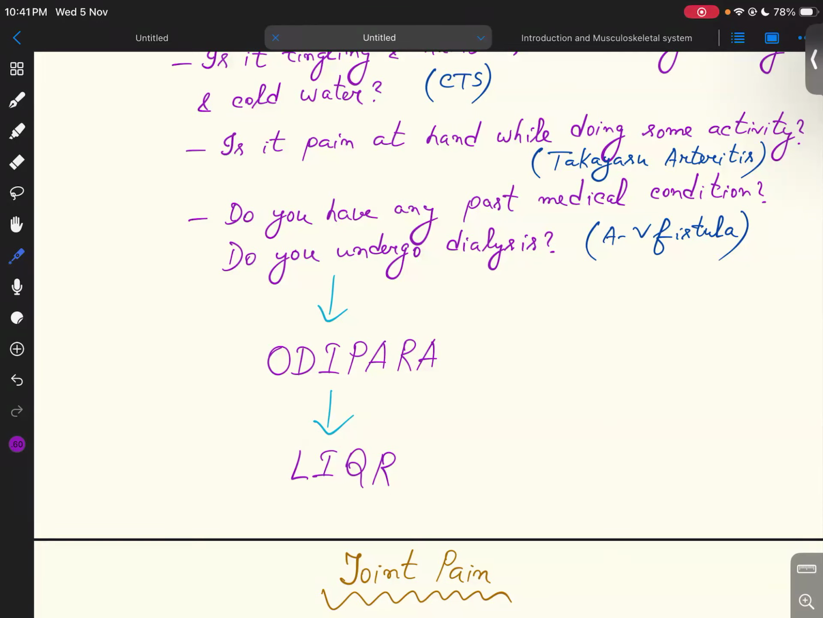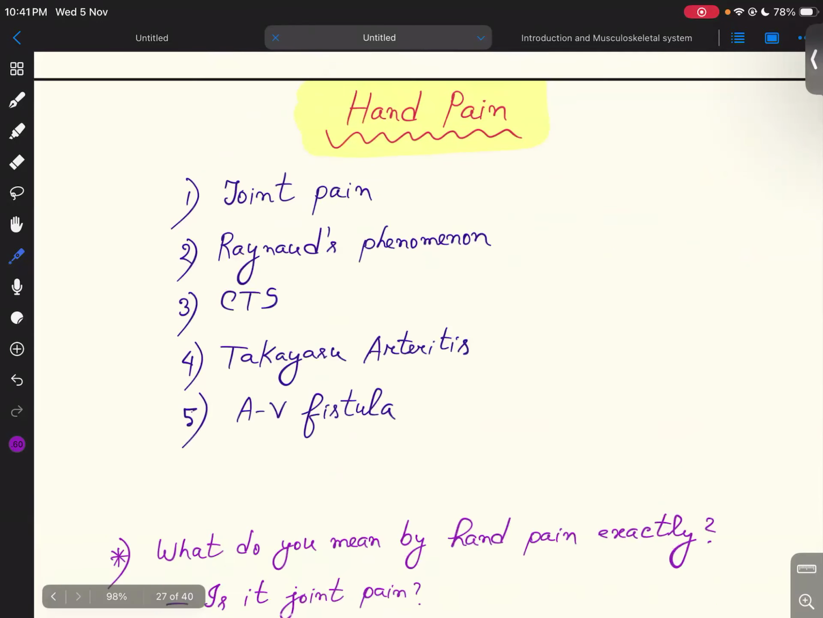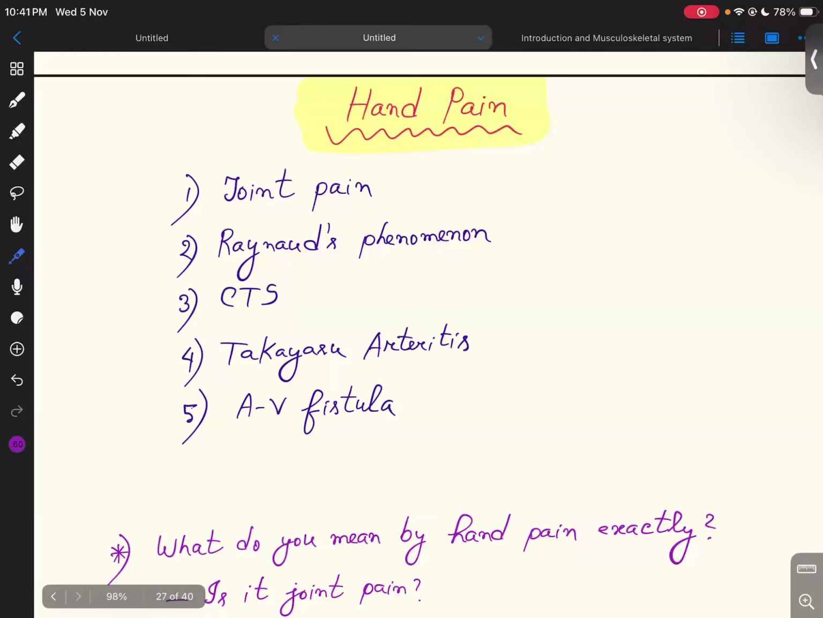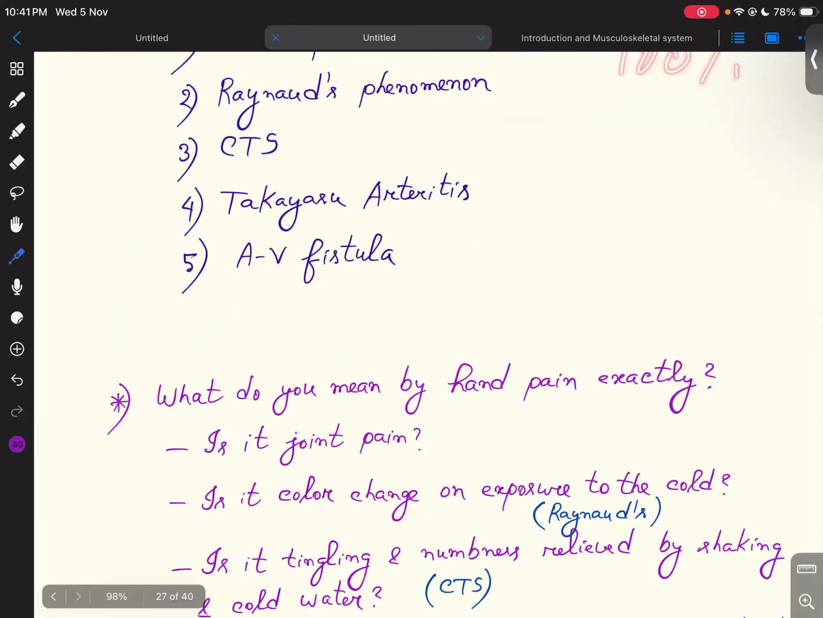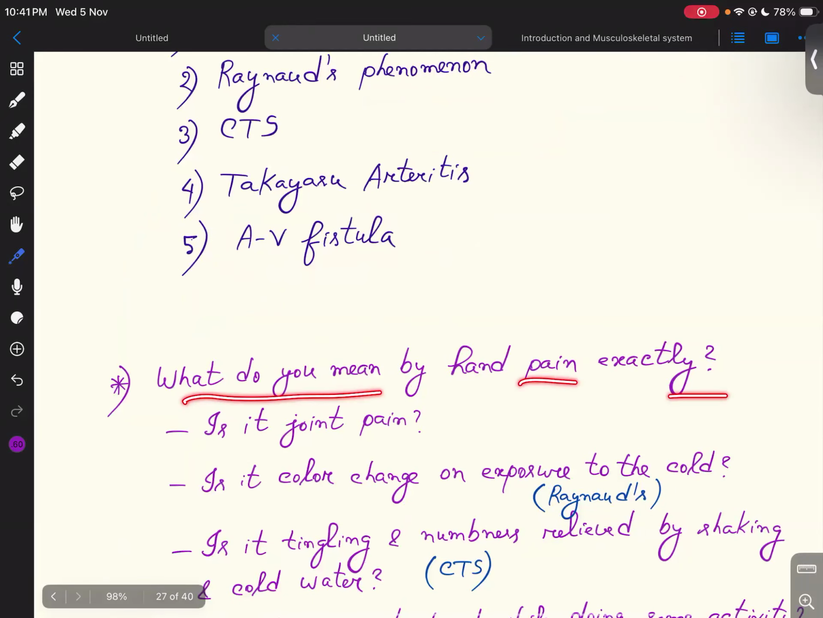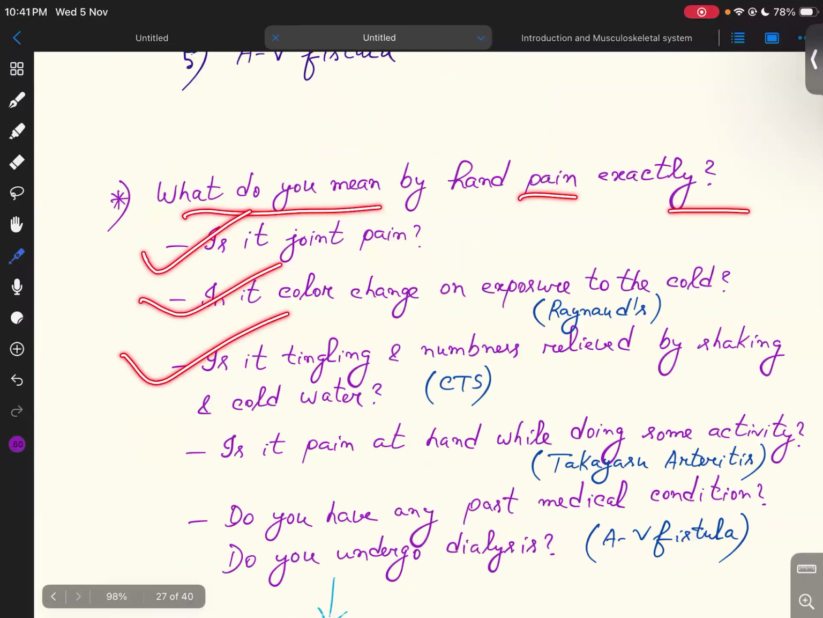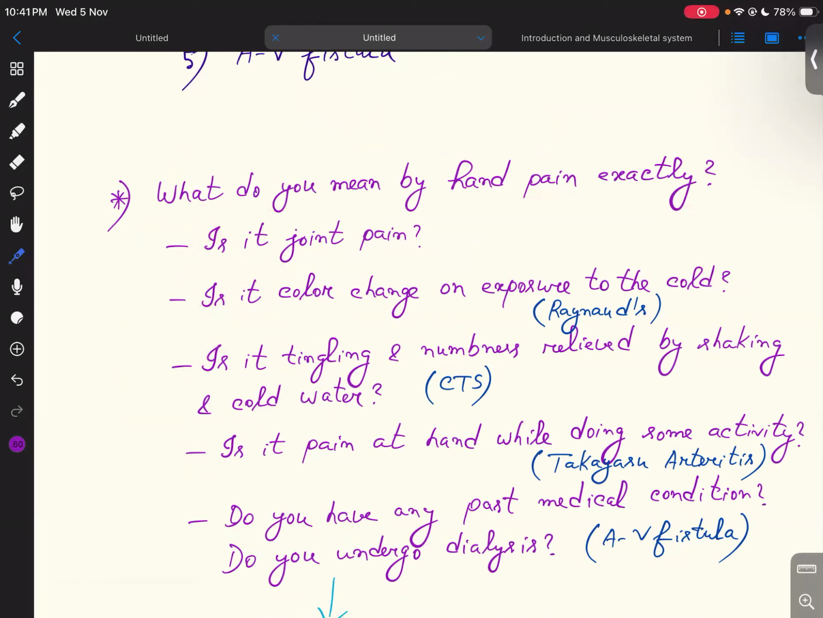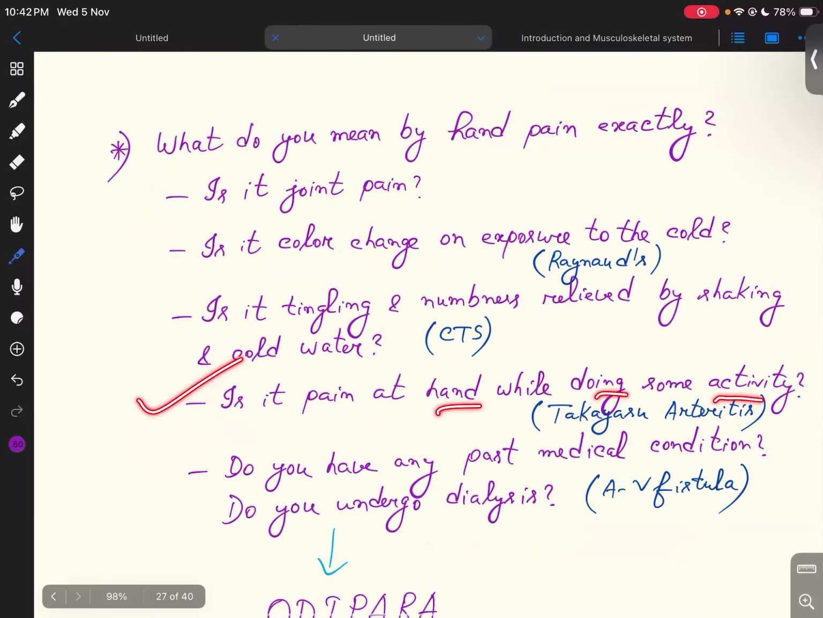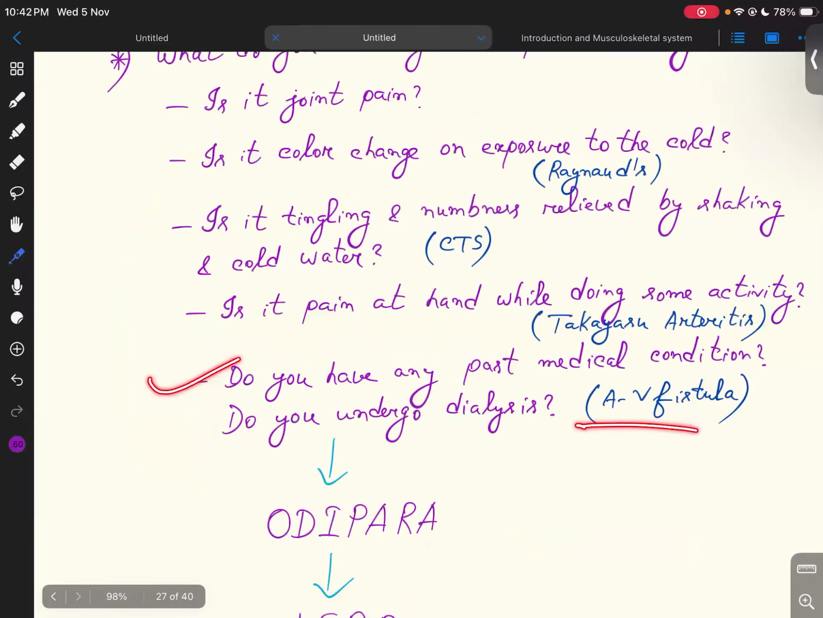So I'm telling again, whenever in the PACES exam, any hand pain prompts come, this is likely due to be from these 5 differential diagnoses. This is 100% guarantee. So how to find the diagnosis? The first question will be, what do you mean by hand pain exactly? Is it joint pain, or is it color change, or is it tingling and numbness that is relieved by shaking and cold water, or is it pain at hand while doing some activity that is Takayasu arteritis? To rule out AV fistula, we have to ask about the past medical condition, whether he undergoes any dialysis.